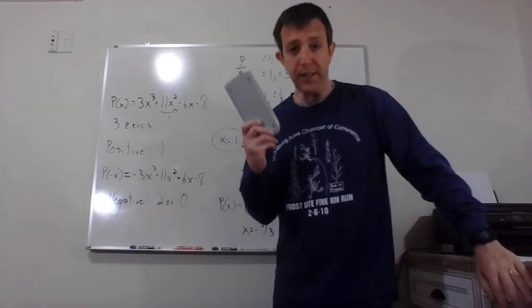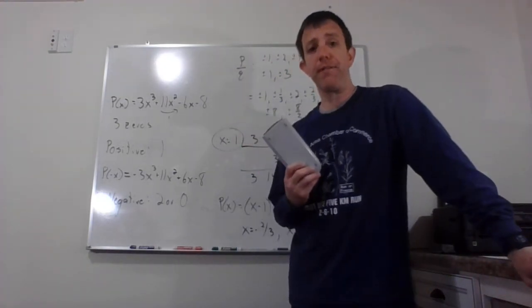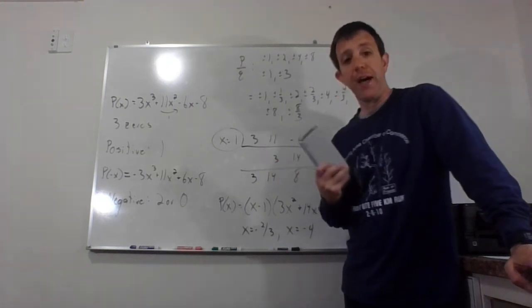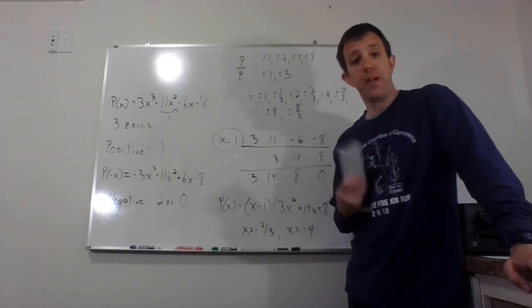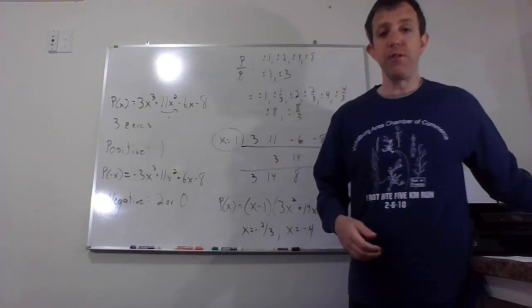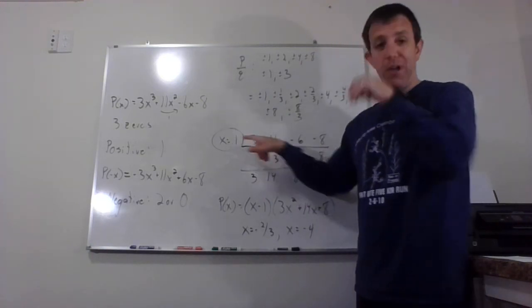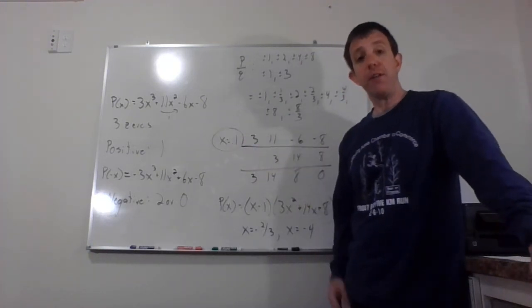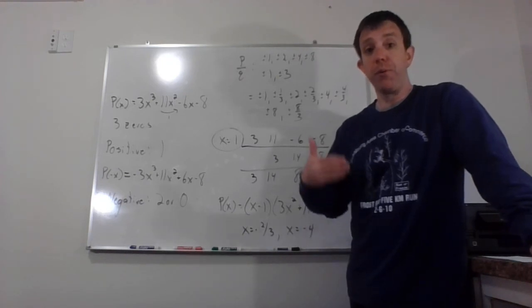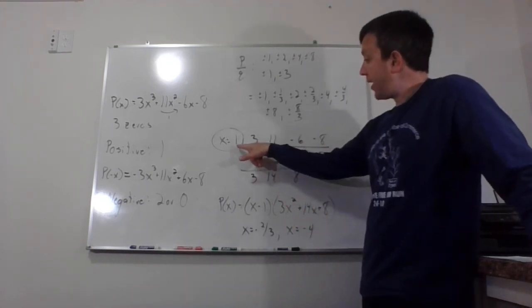Now, I don't want to have to go searching through all of that. So what did I do? I put it into my calculator and I looked at the graph. And I'm just going to compare my graph to this list of numbers. If you do that, and I highly encourage you to do it, it really looks like 1 is a zero. So I'm going to try the synthetic division with 1.